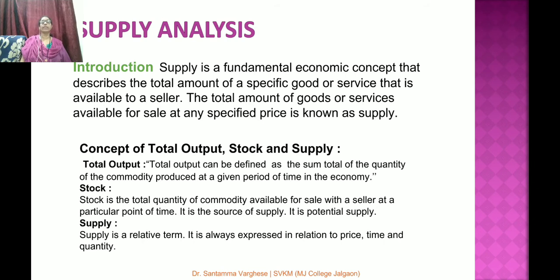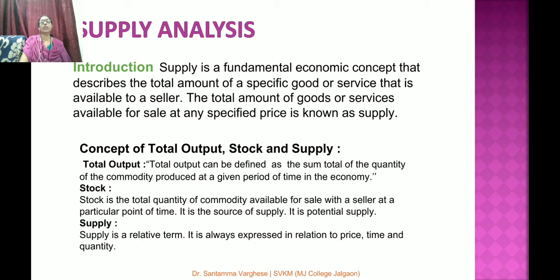Now you are students of 12th standard. What is the output? Whatever you studied, whatever input you put in, in the exam you will get the marks, that is the output. In production, using all the inputs, production takes place and the total output is the output. The definition you have to write is: total output can be defined as the sum total of the quantity of a commodity produced at a given period of time in the economy.